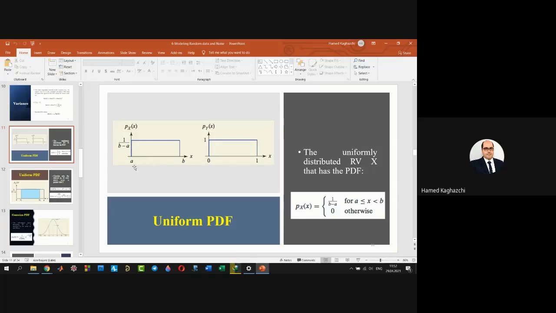And if A is equal to 0 and B is equal to 1, the probability density of each event inside this interval will be 1, otherwise it will be 0. As you see here, the probability is uniformly changed.